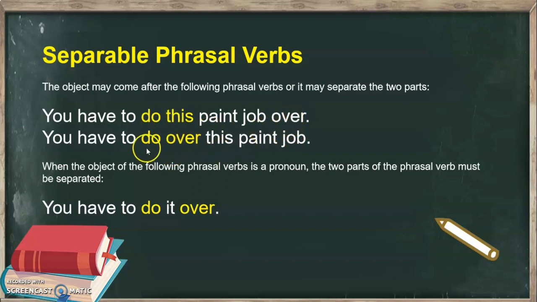The difference is that in the first sentence, the words do and over are separated. When the object of the phrasal verb is a pronoun, the two parts must be separated, such as this: you have to do it over. Since after the word do, we have a pronoun it, we have to split them. We don't say you have to do over it. That sounds really awkward and incorrect. So it has to be, you have to do it over. Anyway, both of these sentences are correct. They can be together, they can also be separated.